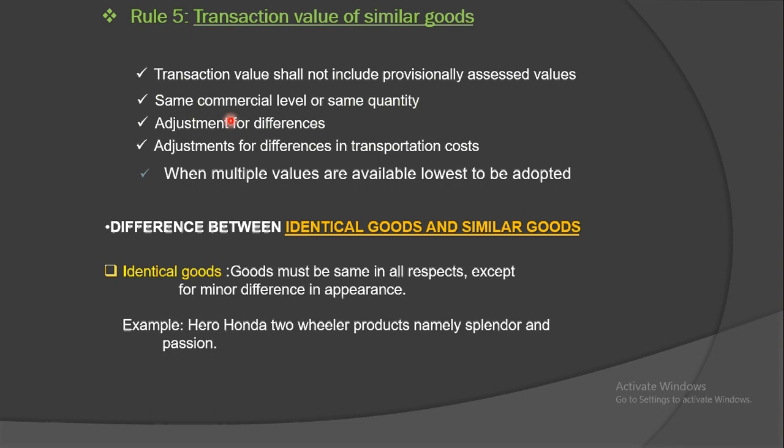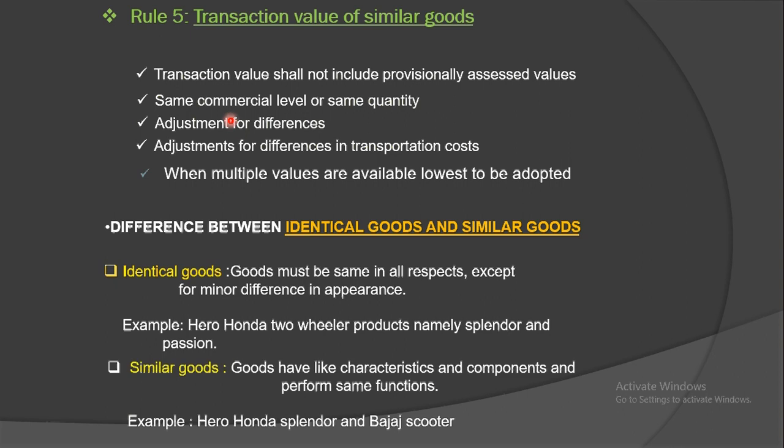What are similar goods? Goods that have like characteristics and components and perform the same functions. We call them similar goods, like Hero Honda Splendor and Bajaj scooter, or Nestle Maggi and ITC Yippee. So these are similar goods. I hope it's clear.